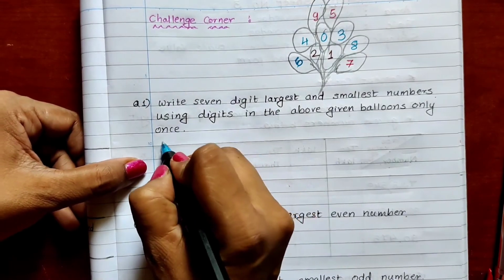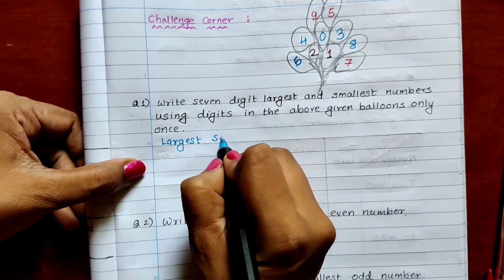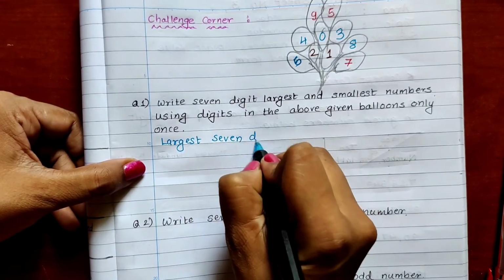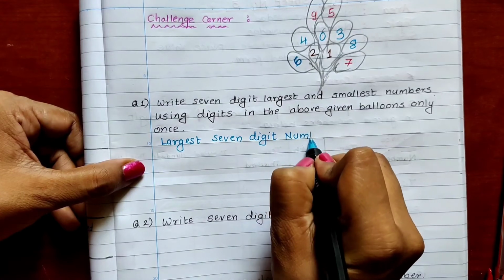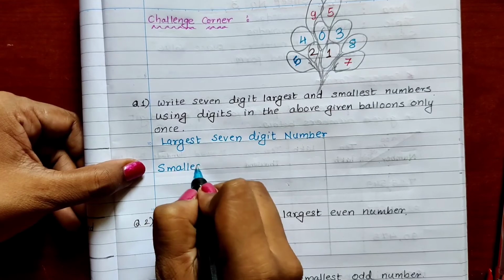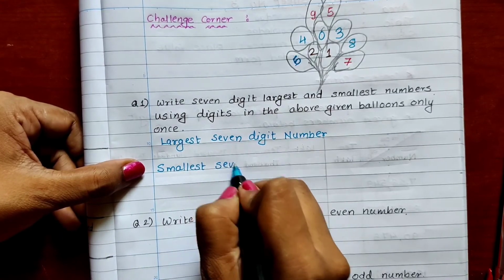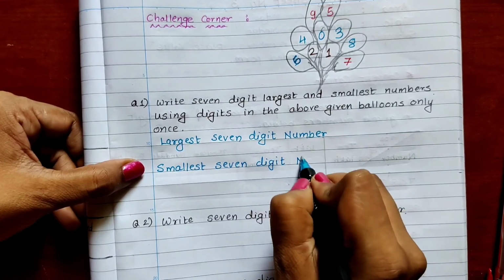So let us write largest 7-digit number, and then we write the smallest 7-digit number.